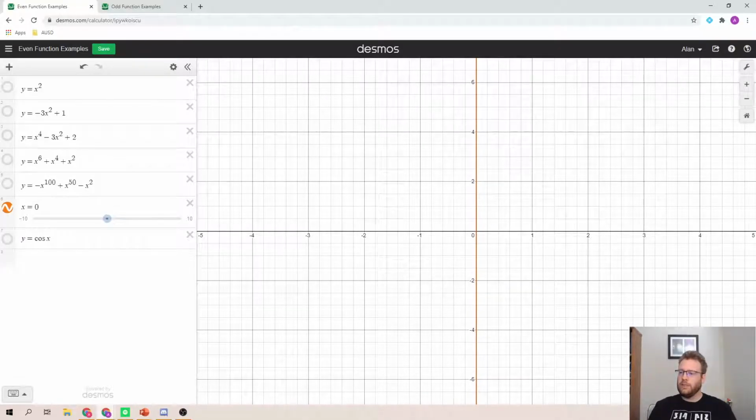So if we take a look at all of these polynomials, you might notice something about them. x squared, negative 3x squared plus 1, x to the 4th minus 3x squared plus 2, x to the 6th plus x to the 4th plus x squared, negative x to the 100 plus x to the 50th minus x squared. All 5 of these polynomials have a common characteristic. Every single power of x, every single exponent, is even.